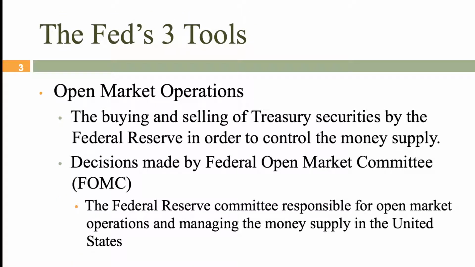There's a committee in the Federal Reserve called the Federal Open Market Committee, and you'll see this FOMC abbreviation. They're the ones that come together to decide the open market operations. Essentially, they make decisions like, do we want to increase macroeconomic activity? Do we want to decrease it? Do we want to hold things the same? And ultimately, what open market operations is about is the buying and selling of Treasury securities.